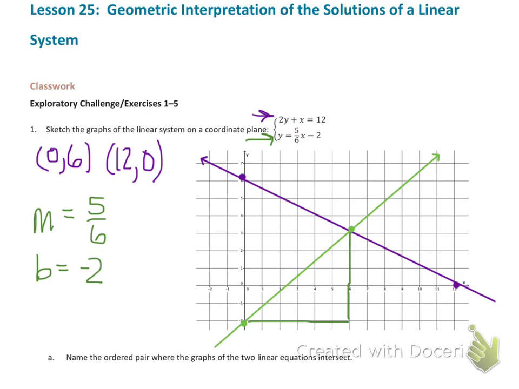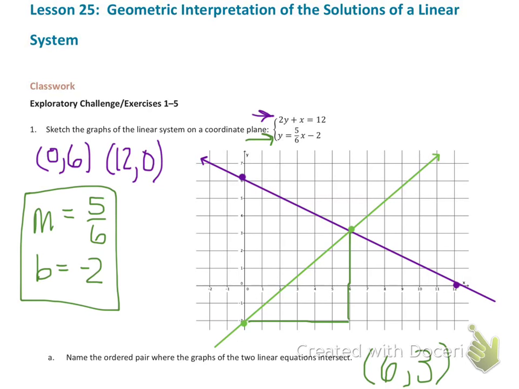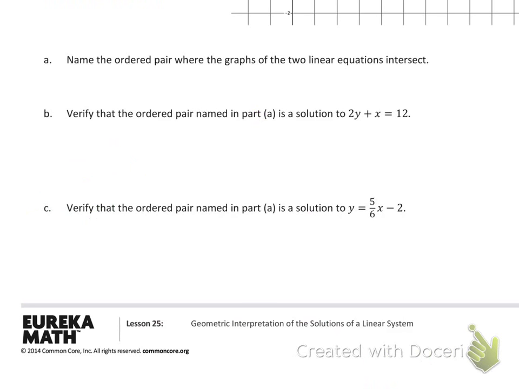So I used graphing by point and slope, and I used graphing by 2 points on these 2 equations. Okay, so part A says name the ordered pair where the graphs of the 2 linear equations intersect. I can see that that ordered pair is at 6, 3, and it looks like it is exactly at that point. 6, 3. Okay, let's keep going. We'll write it down again. It was at 6, 3.